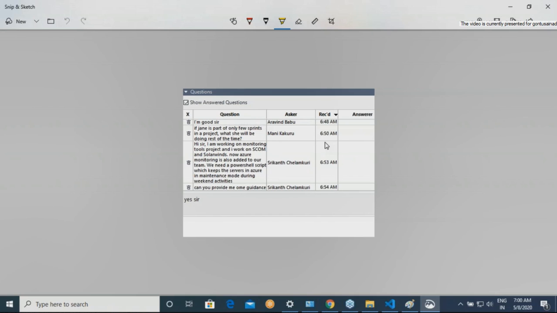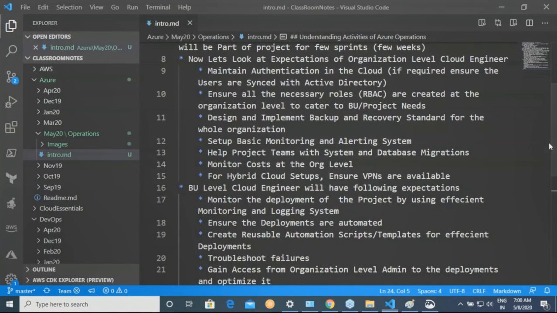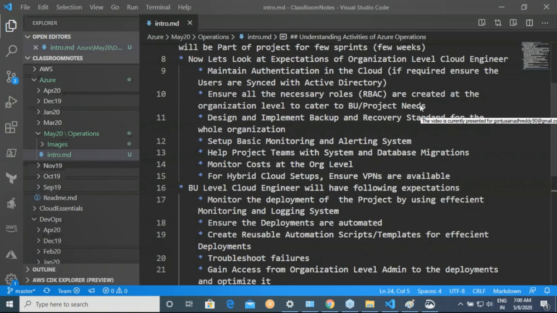We need a PowerShell script which keeps the servers in Azure maintenance during activities. Do you want me to give that script? Okay. First, find out how to do it manually, then we can worry about the PowerShell script. This is not something I'm looking for in this classroom, but first find out how to do it manually. Then you have to search for a commandlet and call that commandlet from the script.